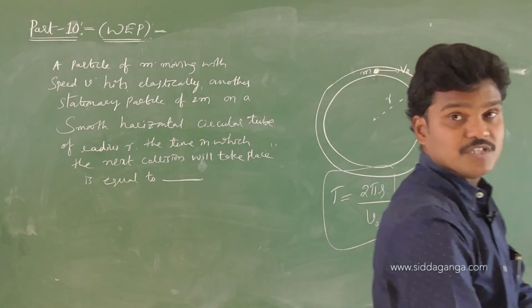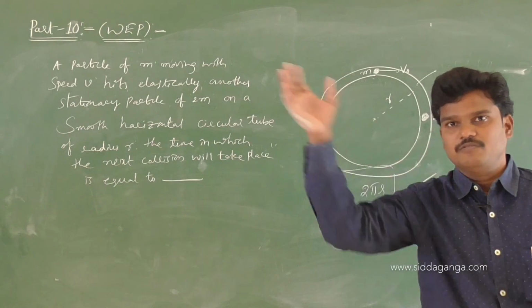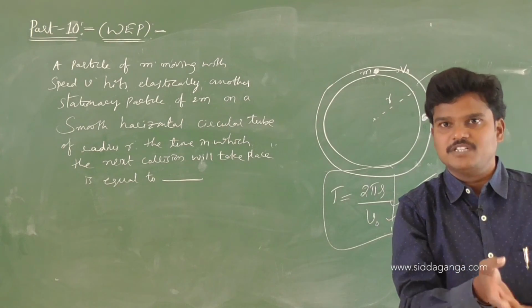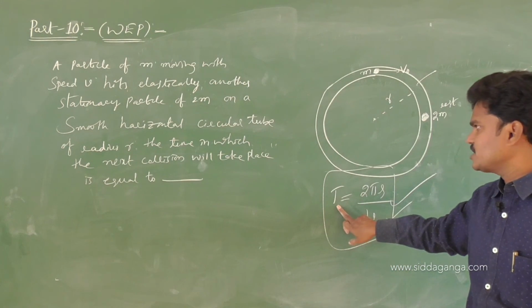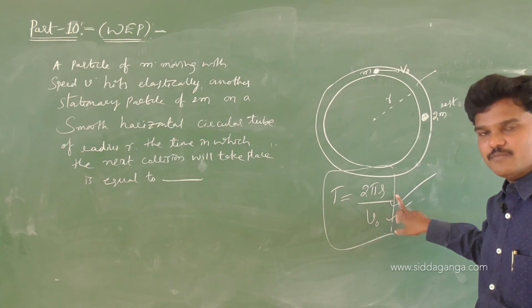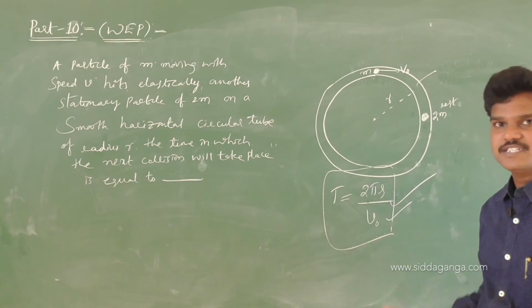Use the velocity of approach and velocity of separation concept. One is v naught, other one is 0, so v naught. Next separation also, one is 0, other one is v naught, so v naught. So the time in which the next collision takes place is distance travelled by velocity. Distance is 2 pi r, velocity is v naught. Okay.